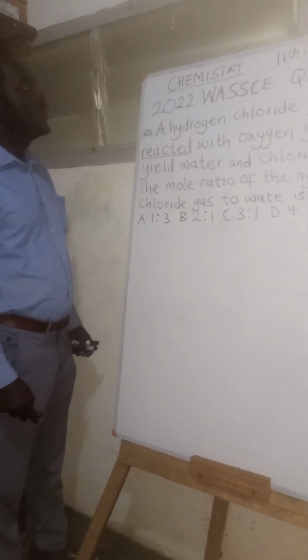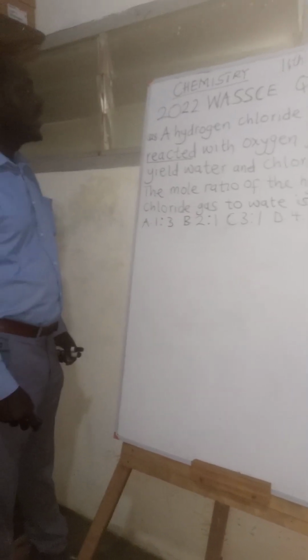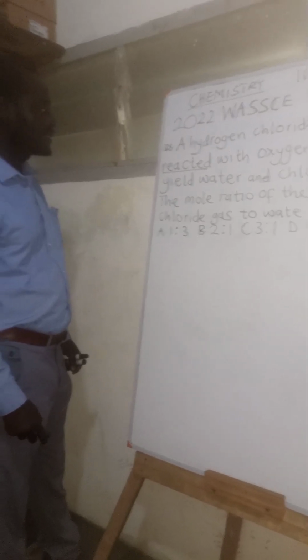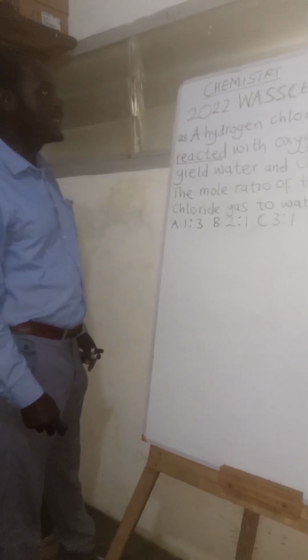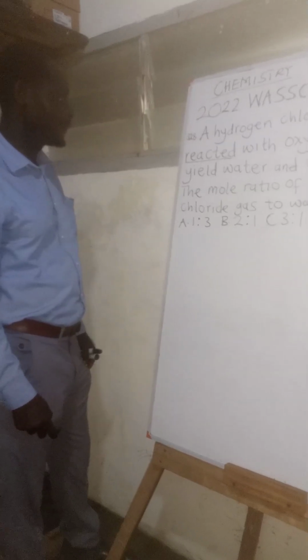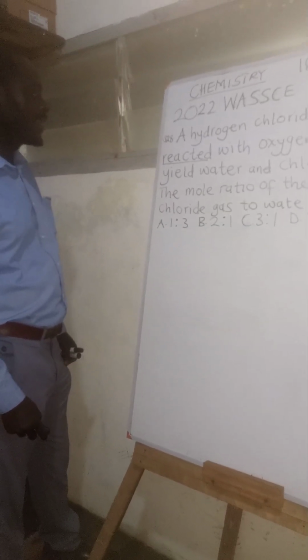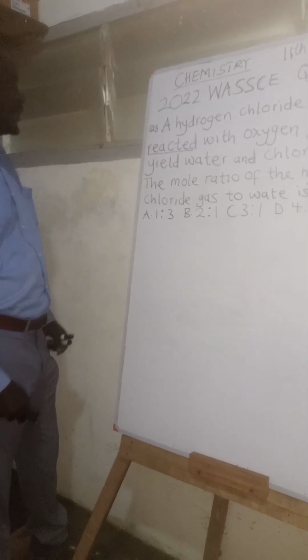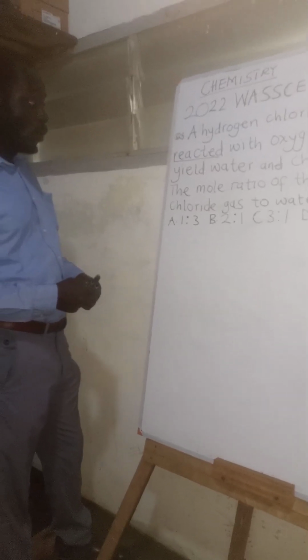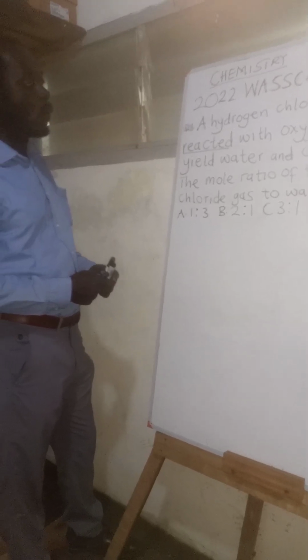WASSCE objective questions, question number 28. Hydrogen chloride gas reacted with oxygen gas to yield water and chlorine gas. The mole ratio of the hydrogen chloride gas to water is... So here we are finding the mole ratio of hydrogen chloride gas to that of the water.